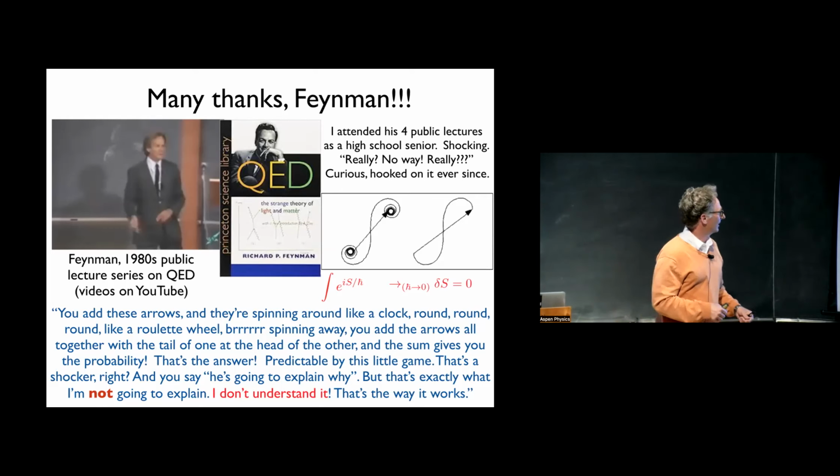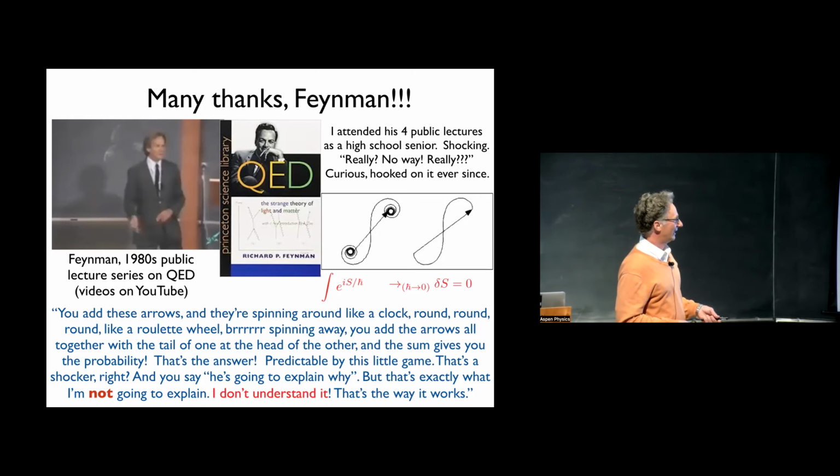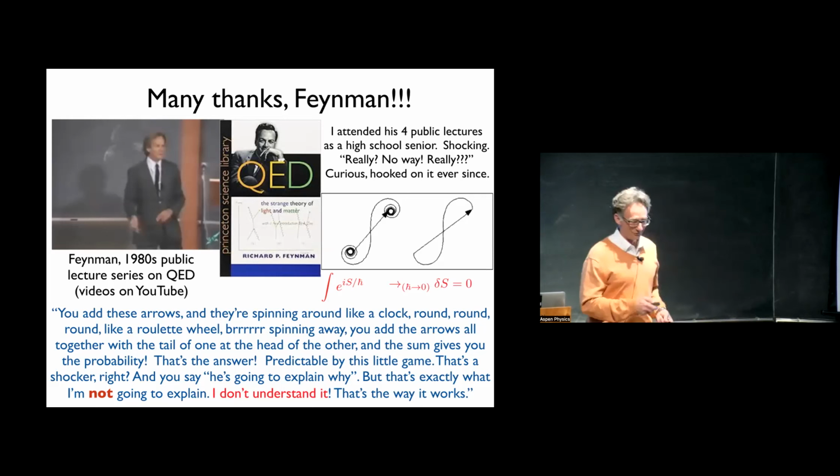You add the arrows all together with the tail of one at the head of the other, and the sum gives you the probability. That's the answer, predictable by this little game. That's a shocker, right? You say he's going to explain it, but that's exactly what I'm not going to explain. I don't understand the way that it works. So for me, this mystery was so fascinating, and I'm still fascinated by it now.